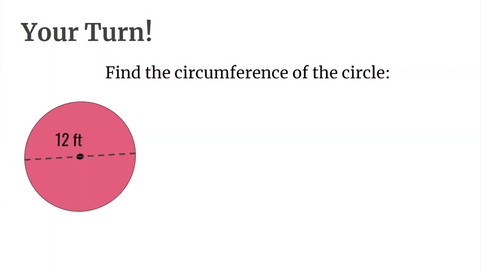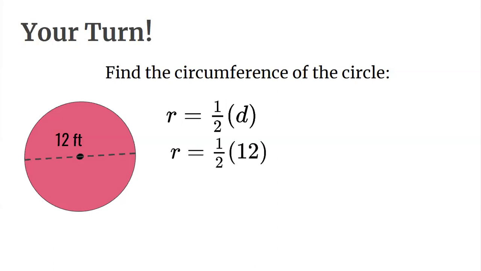And welcome back. Hello. First thing we're going to do is write out the equation to find radius. So r equals 1/2 times d. Plug in diameter 12 times 1/2, and you should get radius equals 6 feet.